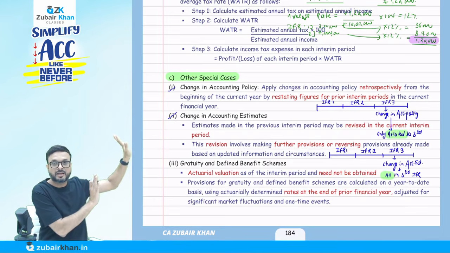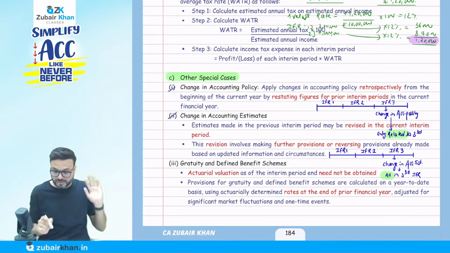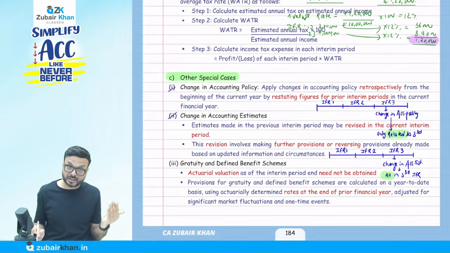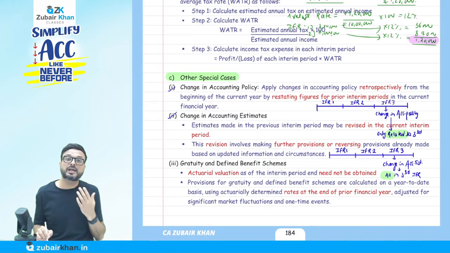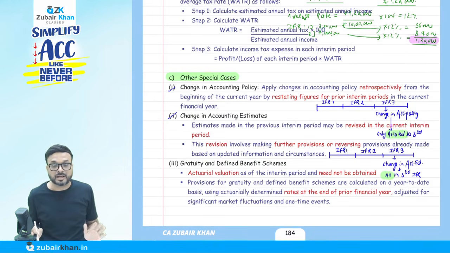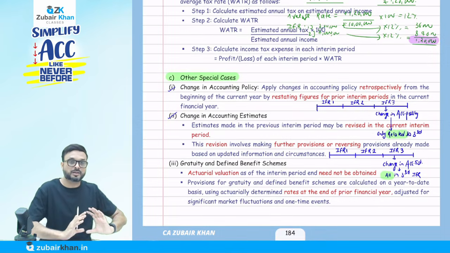We will change it that year, but not their effect. First quarter, second quarter effect is not going to come in the third quarter. Only the related third quarter effect will come. Retrospective effect means we'll give the effect to the first and second quarters there. I'm not going to change the figures that day. So in the third quarter, I'm going to give effect only to my third quarter.